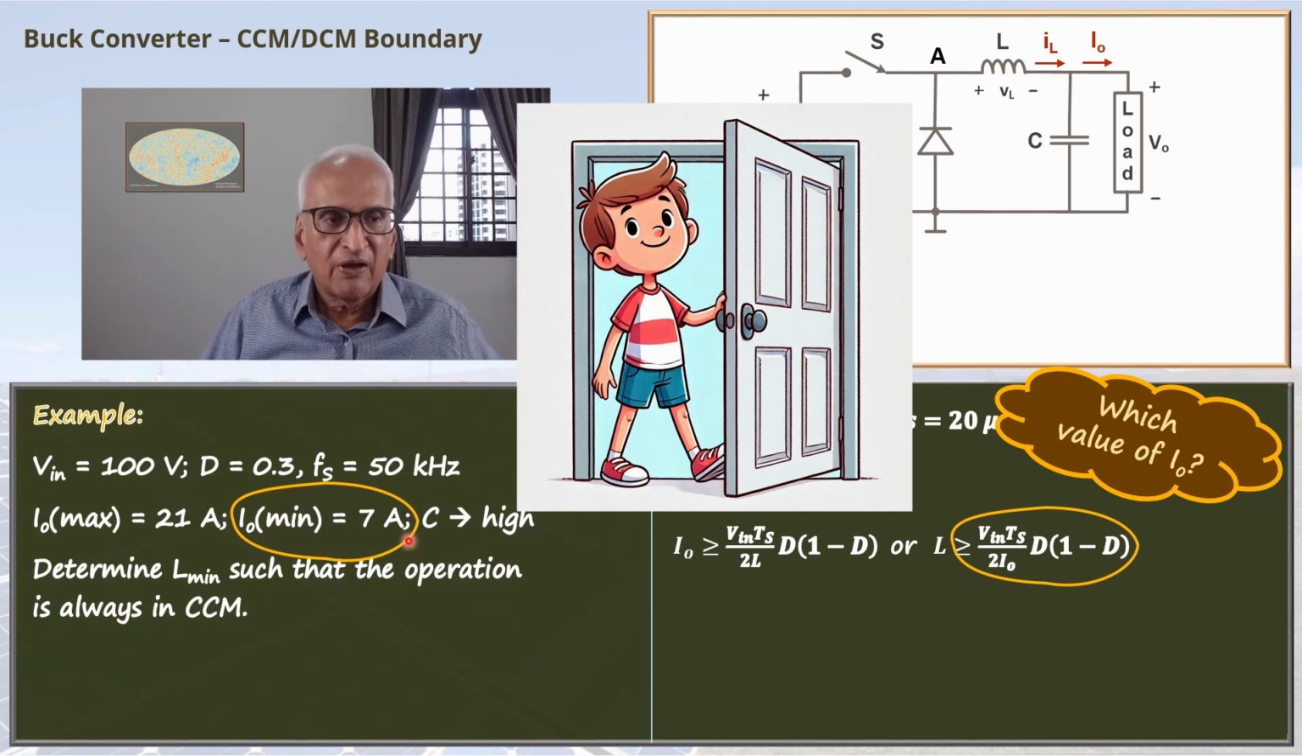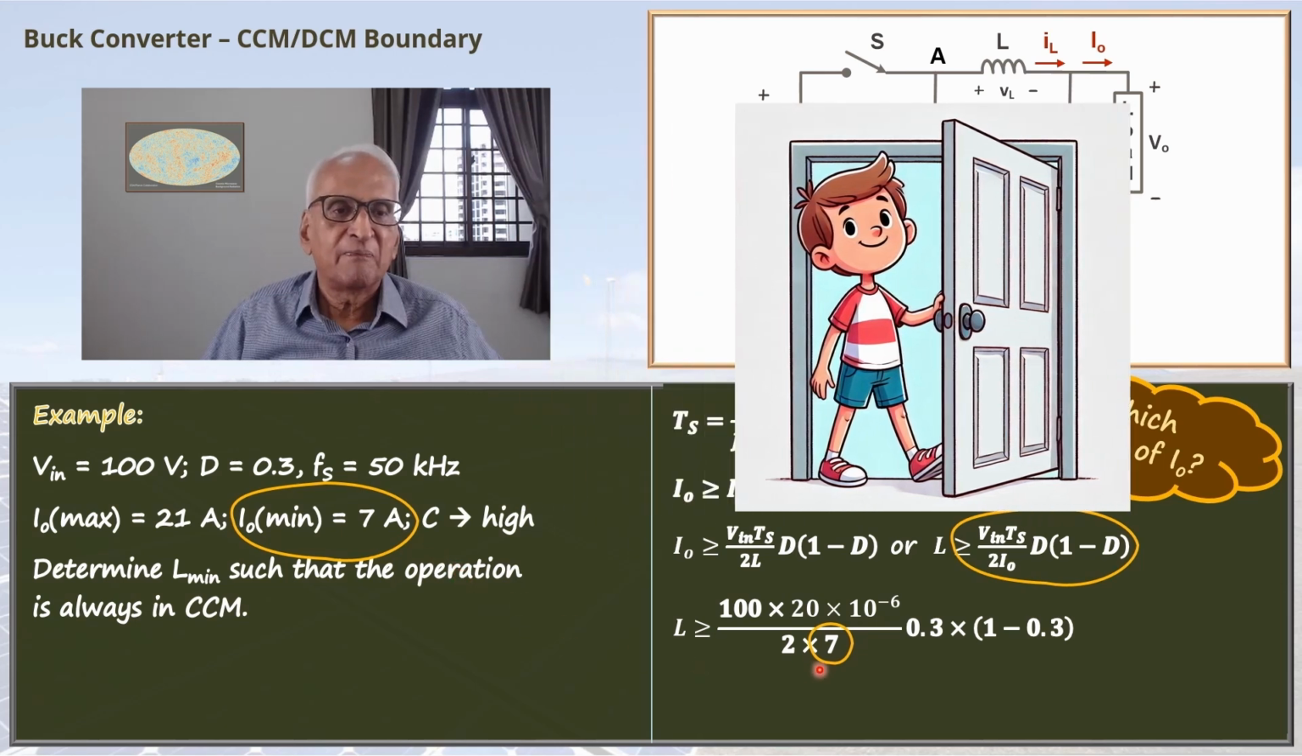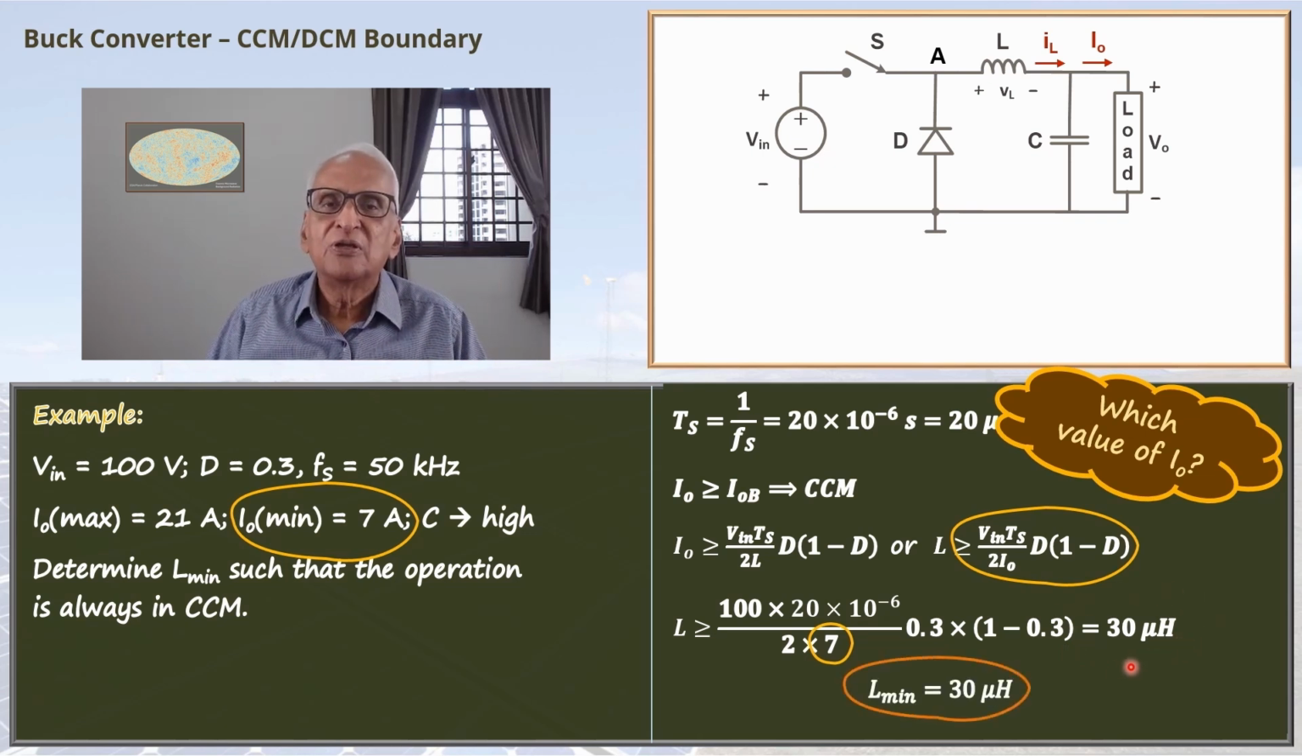Using I0 equal to 7 amperes and plugging in other values, we will have L must be greater than this quantity. If you evaluate that, that is 30 microhenry. In some places, this is called the critical inductance. L has to be more than this value.